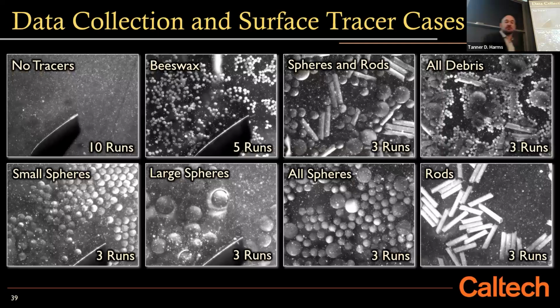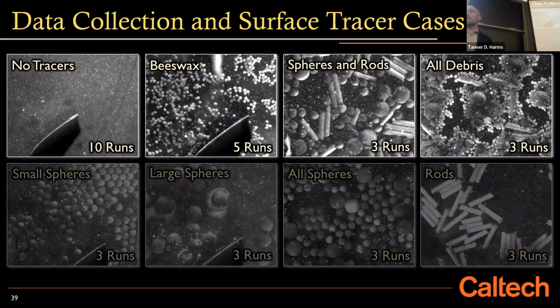Here are some of the tracer conditions that we look at. We perform a control case with no surface tracers using 10 runs, and then we have all these different tracer conditions. These are just sample images from those runs that we've collected. We're only really going to look at these cases in our results, but it's still interesting to see all of them side by side.